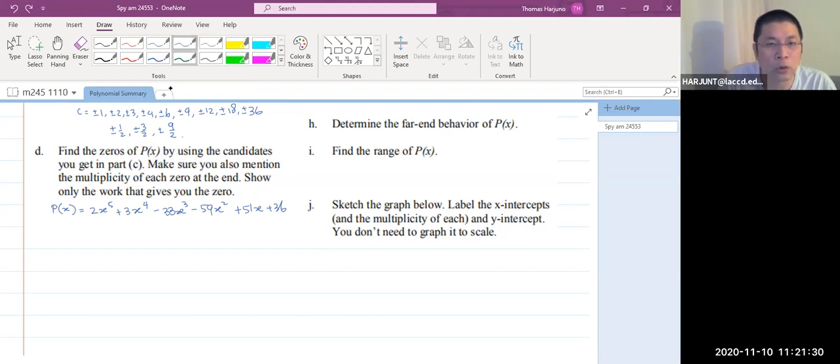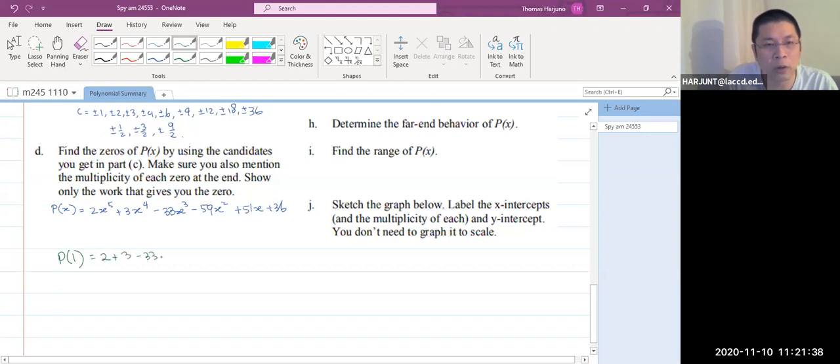So let's say this is my scratch paper. I want to know what P(1) is. P(1), you can see, is basically adding all the coefficients. And if P(1) equals 0, it means 1 is a zero. So, right? This is 5 minus 92 plus 87. That's 0, right? So 1 is a zero.